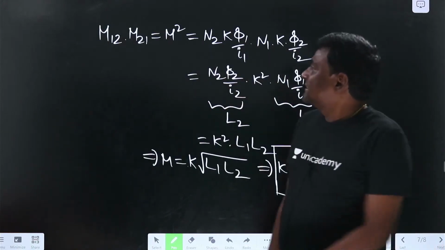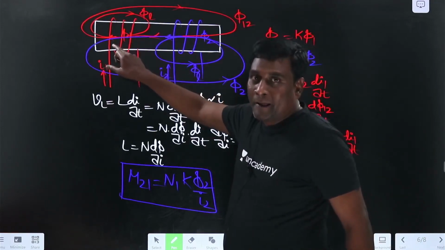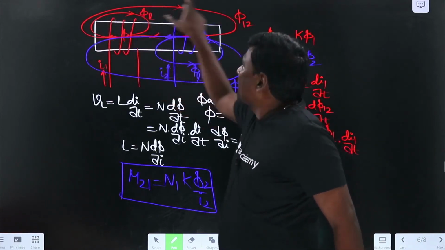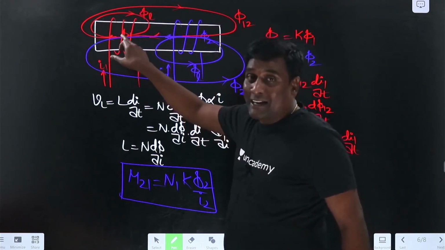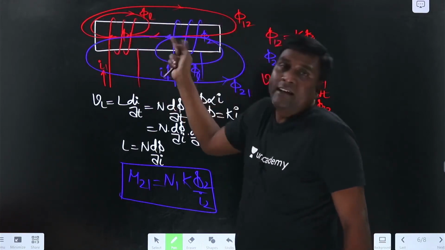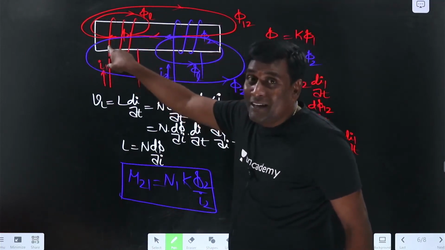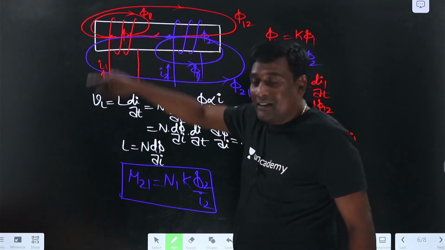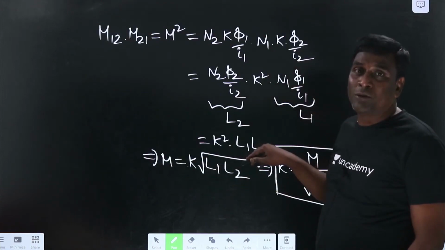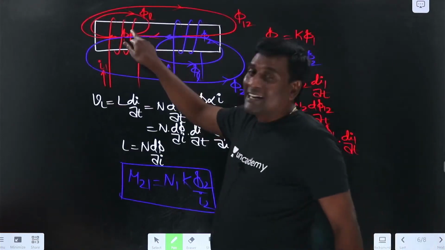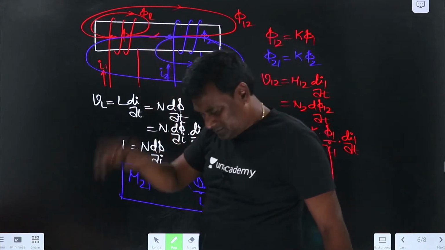Because see here, if the total flux produced here is phi 1, only some portion of phi 1 should come here, or maximum 100% of the flux will come here. If 100 flux lines are produced here, 150 flux lines cannot come here. At any point of time, if my mutual inductance is more than the square root of L1 L2, what does it mean? If 100 flux lines are produced here, 150 flux lines would be linking here, which is not true.